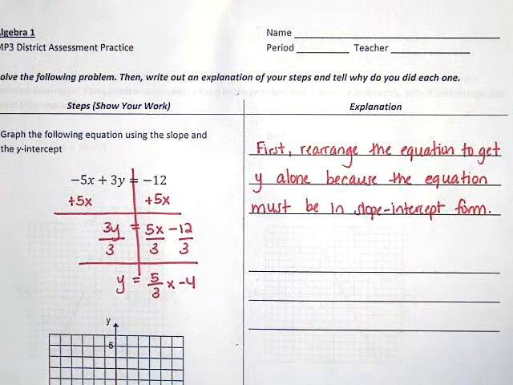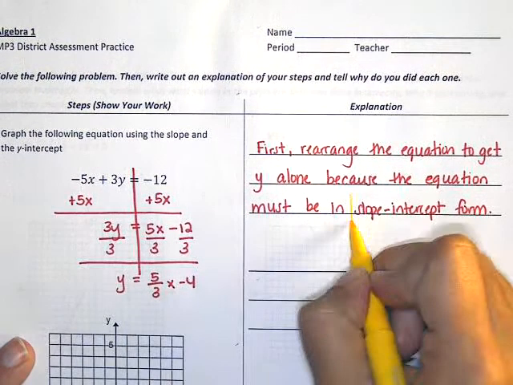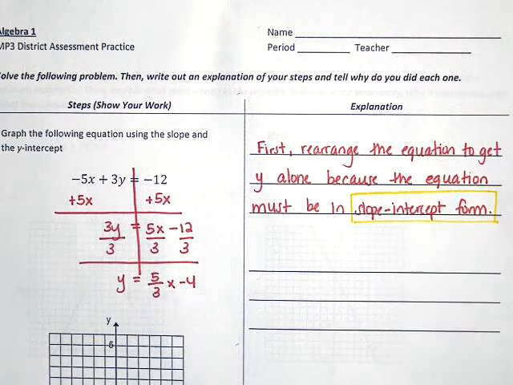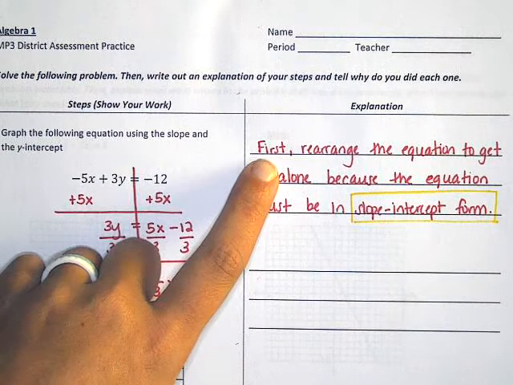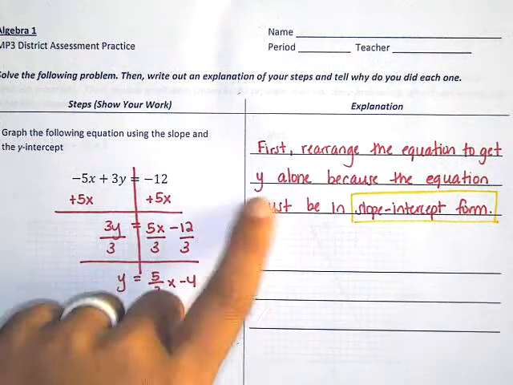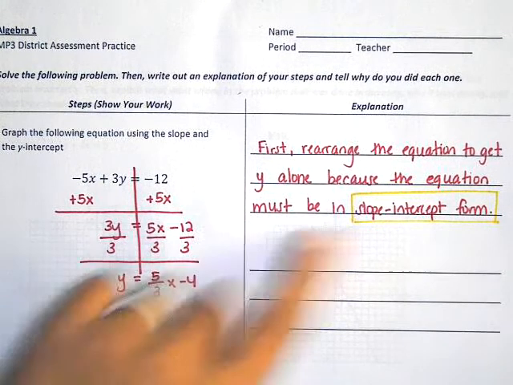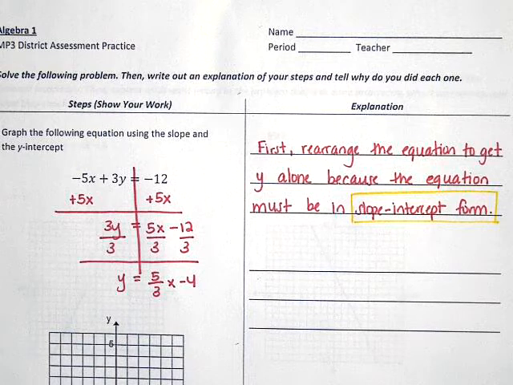Now there are a couple important pieces here that I want to highlight to show you the big ideas. One of them is the vocabulary. You need to say slope-intercept form because that is a vocabulary word for this specific kind of arrangement where the y is on the left and then it's mx plus b. There are also several parts to this, so we want to make sure we use a sequencing word. We say what we did, that we rearranged the equation to get y alone, because, and then why we did it. The equation must be in slope-intercept form.